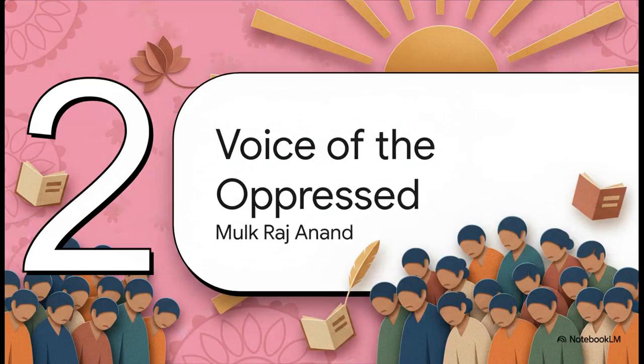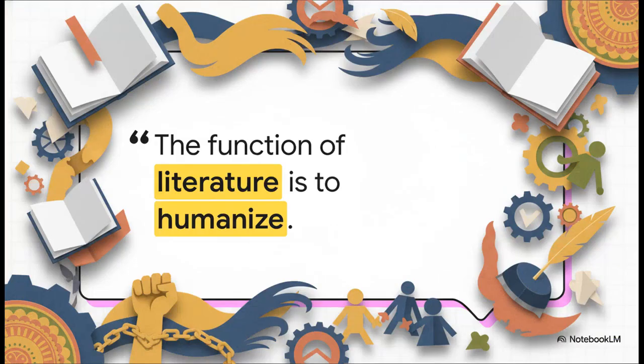Let us now turn our attention to our first luminary, Mulk Raj Anand. He is famously known as the voice of the oppressed. Anand operated on one incredibly powerful belief. The function of literature is to humanize. And honestly, this was the very heartbeat of his writing. He was a massive champion of the marginalized, fighting this fierce street-level battle against social inequality and the rigid caste system. For Anand, you see, the novel wasn't just some light entertainment. No, it was an urgent tool for the social upliftment of the masses and the promotion of deep humanism.